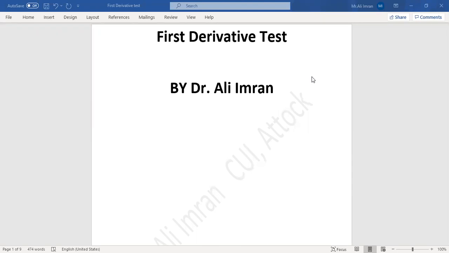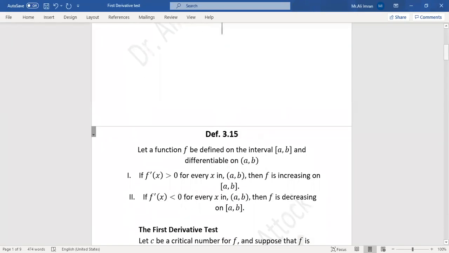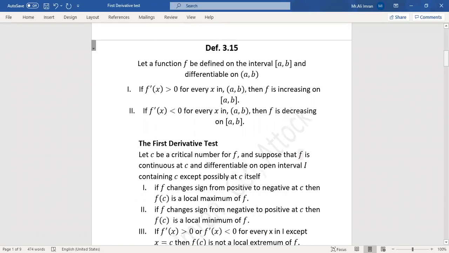In today's lecture, we will learn the first derivative test. This test is used to find the extrema in a sub-interval. So let's start today's lecture. First, we learn the definition of an increasing function and a decreasing function.